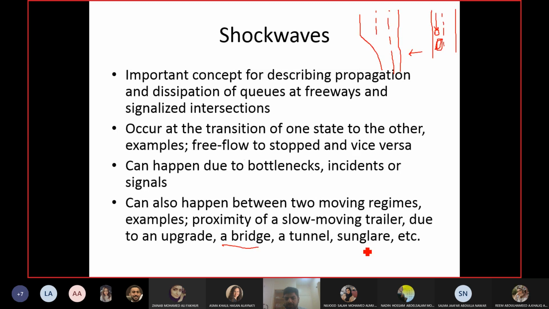There are locations on the highways, or lanes on the highways, which have more effect of the sun glare. In that case, you may see the flow of people getting affected because of sun glare. So again, they will not stop. Sun glare, tunnel, bridge, upward gradient, slow moving trailer, they don't cause the vehicles to stop completely. But they will cause a difference which is so significant that it may cause a shock wave.